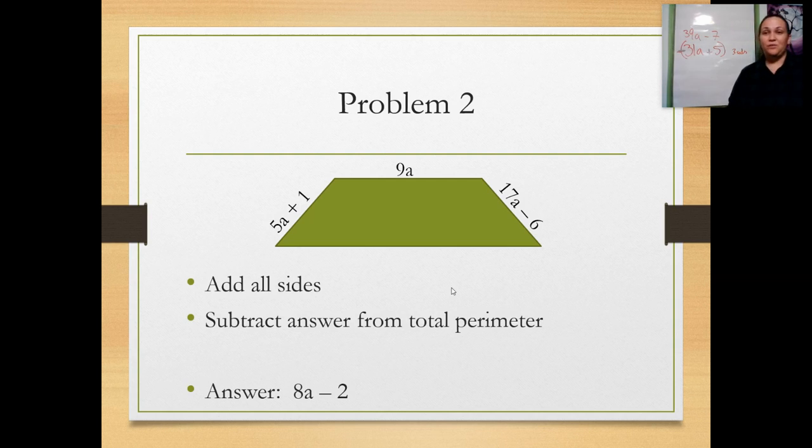Okay, so in this video, we learned that on a perimeter problem, you add together the sides that you know, you take that answer, and you subtract it from the perimeter. This concludes our first video.